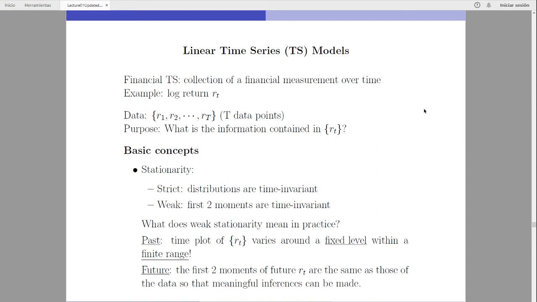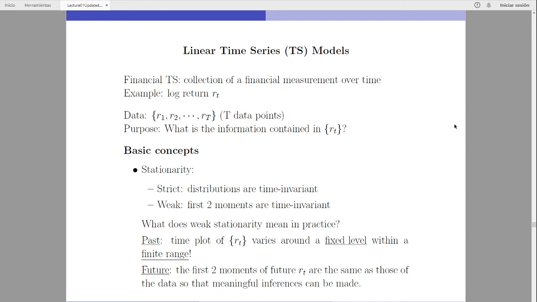I'm going to talk to you about linear time series. We can say that a financial time series is a collection of financial measurements over time. For example, we can build a time series with logarithmic returns of IBM stocks or anything for that purpose. So let our data be a collection of T data points. We wonder what information those returns contain, actually. Well, it's the logarithm of a return, of a quotient of prices, okay. So let's open it and see what information it hides.